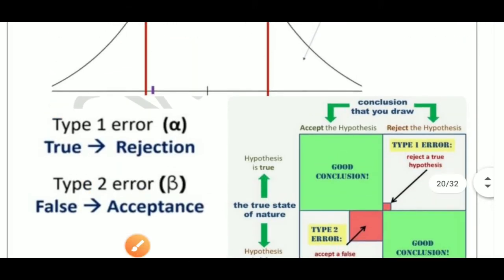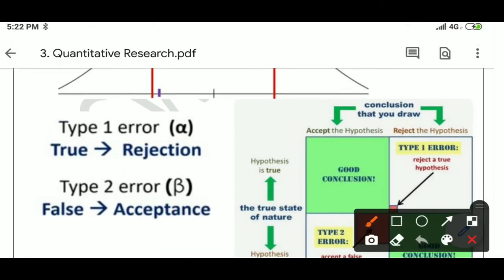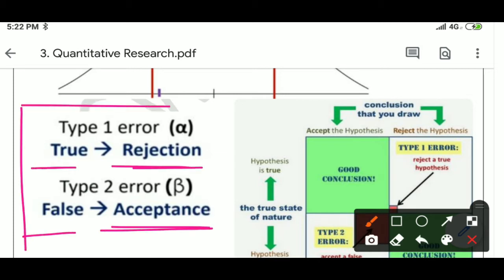Now just for learning, type 1 error is when the true one means rejection and the false one means acceptance. Like when your null hypothesis is true, and you reject it, it becomes alpha, type 1 error. And when your null hypothesis is false, and still you accepted it, it becomes the type 2 error, you can say beta.